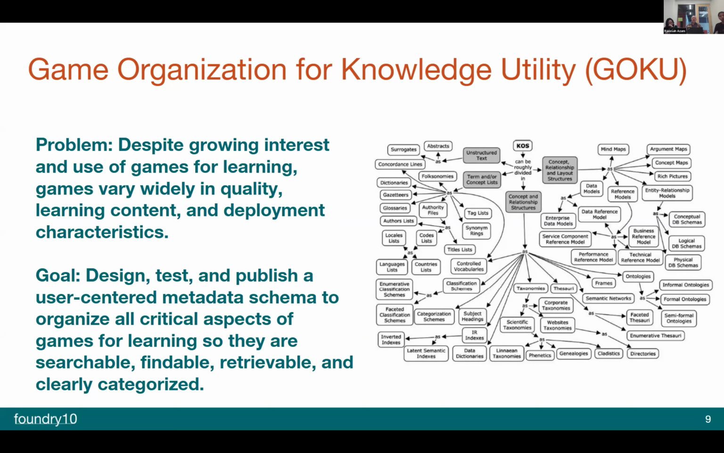There's a huge problem that we have seen in the literature and in our work with educators. Despite the growing interest in the use of games for learning, games can vary widely in quality, learning content, and deployment characteristics, and are very context sensitive sometimes in when and how you can deploy them.